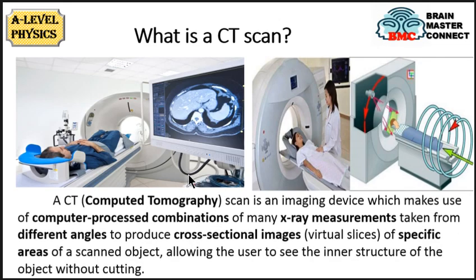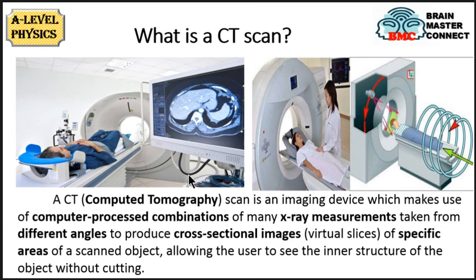Well, CT scan, also known as computed tomography, is an imaging device which makes use of computer-processed combinations of many X-ray measurements taken from different angles to produce cross-sectional images, which is also referred to as a visual slice of a specific area of a scanned object, allowing the user to see the inner structure of the object without cutting.